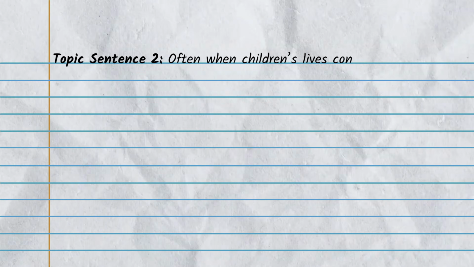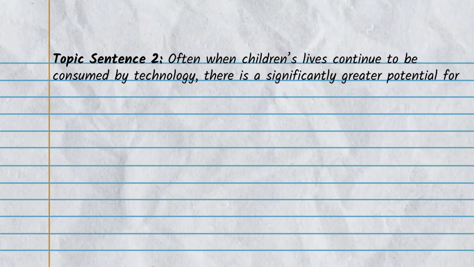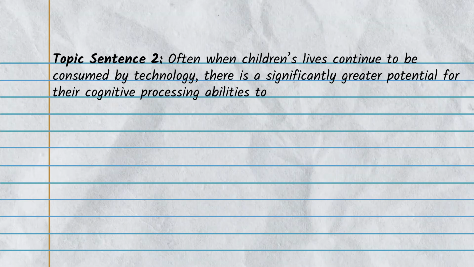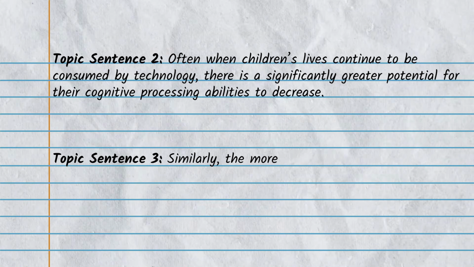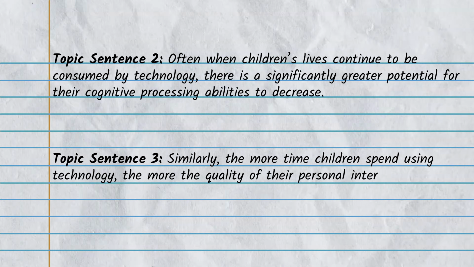"Often, when children's lives continue to be consumed by technology, there is a significantly greater potential for their cognitive processing abilities to decrease." The third body paragraph also details another negative consequence, and the topic sentence for that paragraph looks like this. "Similarly, the more time children spend using technology, the more the quality of their personal interactions with others decreases." I encourage you to read her whole essay that's linked in the description.